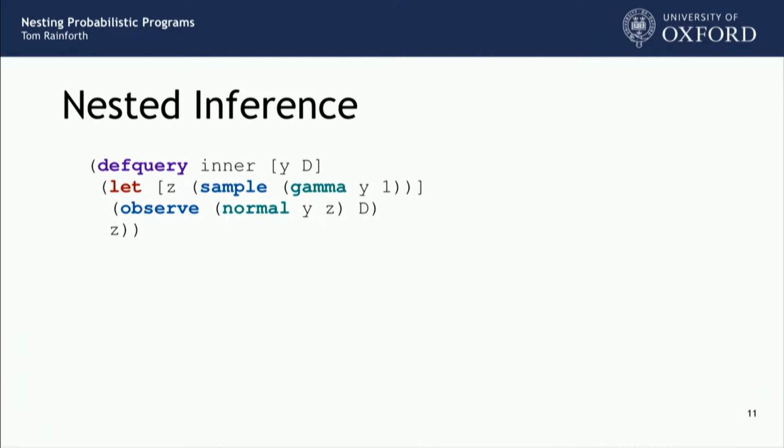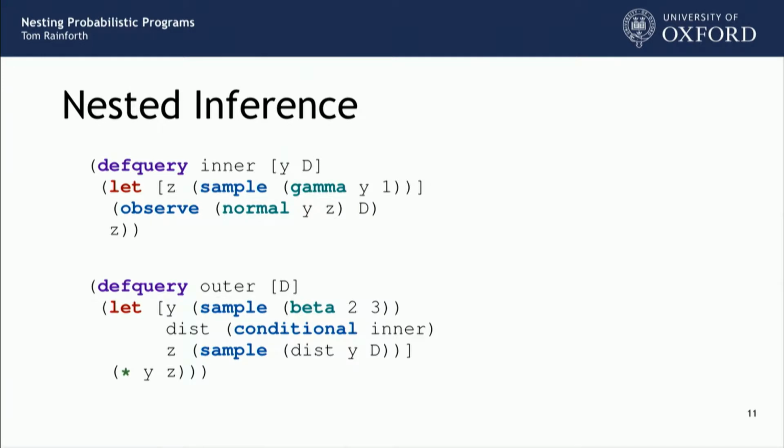Let's now move on to the nested inference case. In nested inference, we're going to start with some inner query. In this query, we might take in y and d. We're going to sample z from some distribution. We're going to factor the trace probability of that program with some observation. And then we're going to return this sampled variable z. So it's just a very bog standard query.